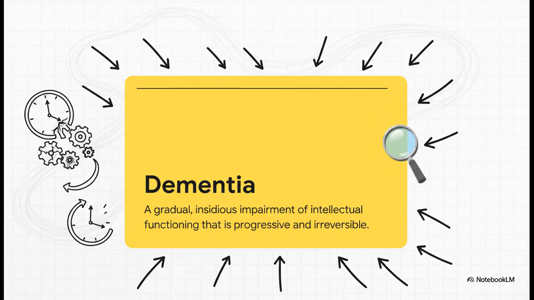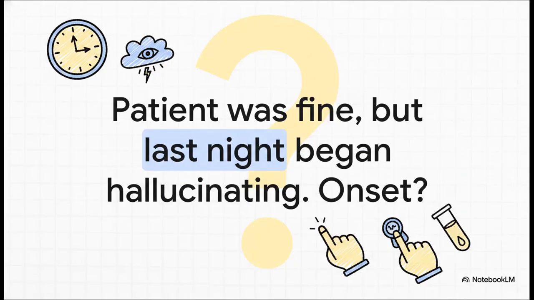This is their normal, their chronic baseline state, not a sudden change from yesterday. Okay, quick pop quiz. A family member tells you their 72-year-old mom was totally fine yesterday, but last night she started seeing things that weren't there. What's the magic phrase here? It's "last night." That's an alarm bell screaming acute onset, and that points you straight to delirium.